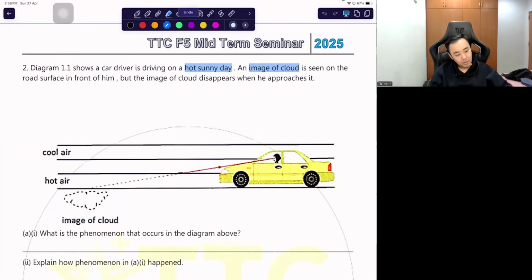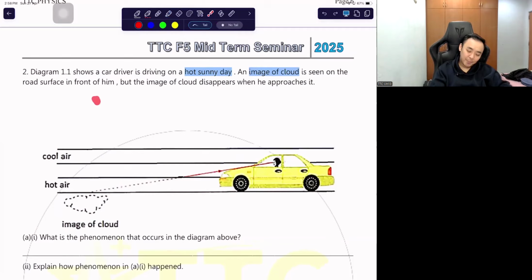Now, have you seen this before? Actually, in real life it happens quite often, especially when you're driving. Let's say next time you go back to your hometown, your father is driving on a highway, empty, no surrounding buildings, nothing blocking. It happens all the time and must be on a hot day. You know why or not? Let me ask you a question. On a hot day means what? The sun is hot, right?